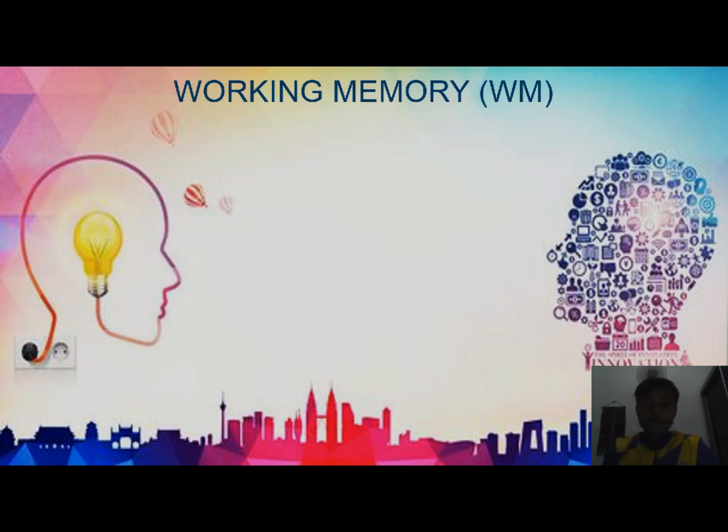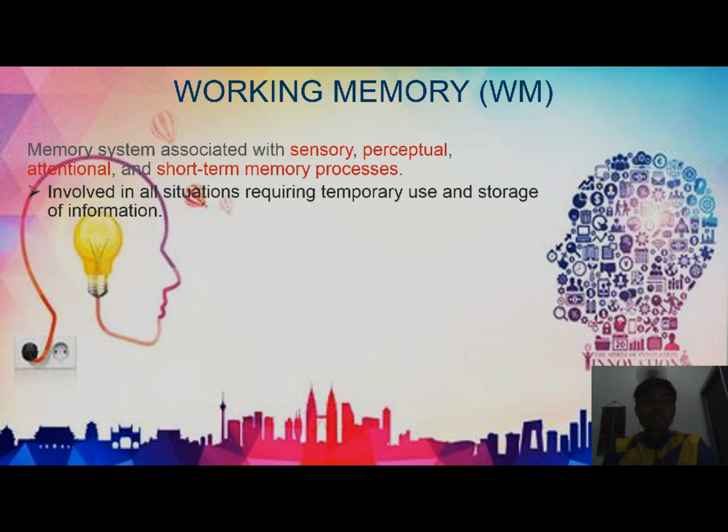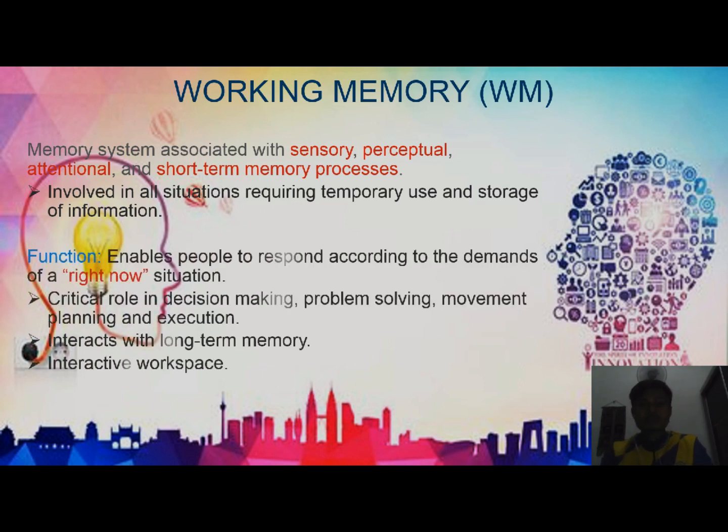Next, we will go into more detail about the working memory. What is the working memory? The working memory is the memory system associated with sensory, perceptual, attentional and short-term memory processes. Based on this description, we can understand working memory simply as a short-term memory process. It is involved in all situations requiring temporary use and storage of information, and is normally used for a short period.